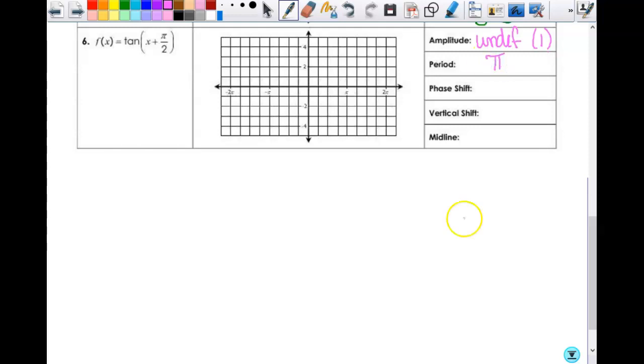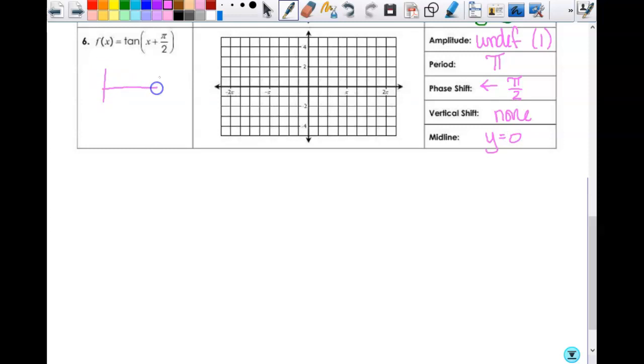Do I have a phase shift? Yes. Which direction? Left. I go left, pi halves. Do I have a vertical shift? No. So this is none, which means my midline is y equals 0. So the x-axis is really my x-axis here.